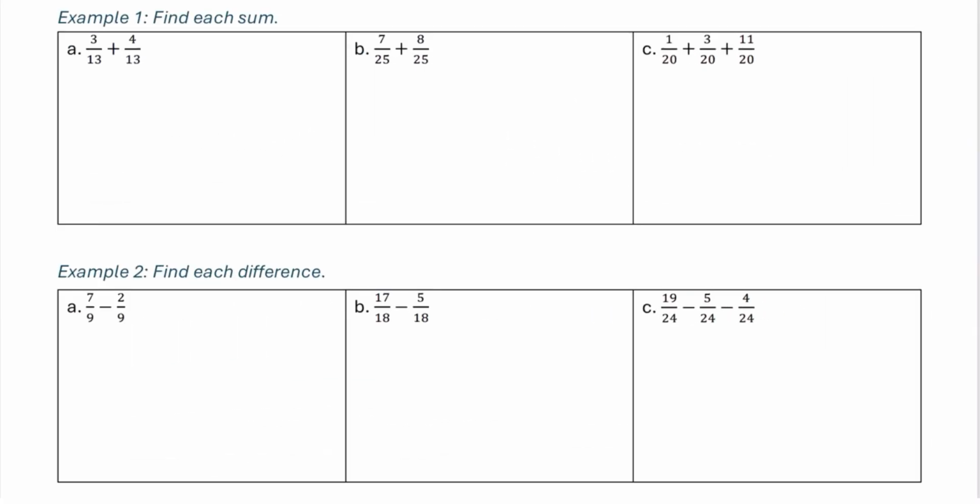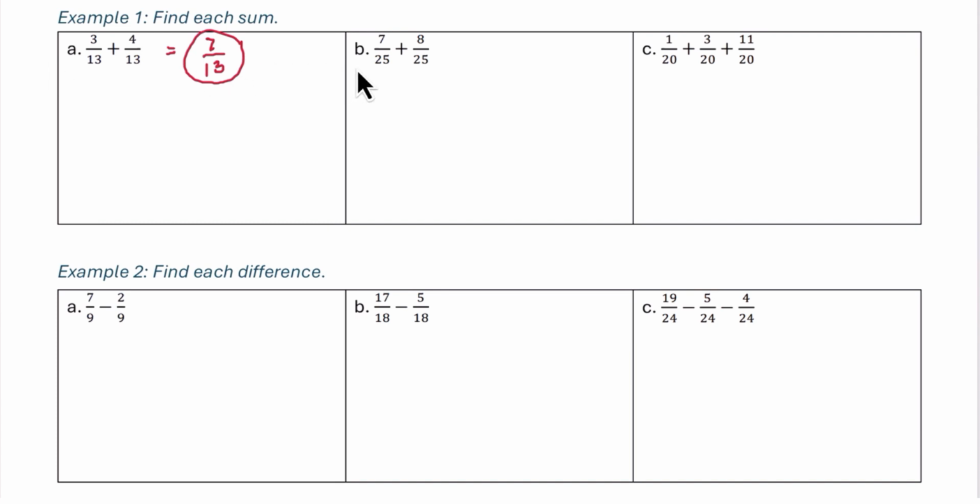In this first example, we're looking at addition of like fractions. Remember, like fractions have the same denominator. In order to add or subtract, we do have to have the same or common denominators. And here we're simply going to add the numerators. 3 plus 4 is 7, and then we keep the common denominator. The denominator stays the same.